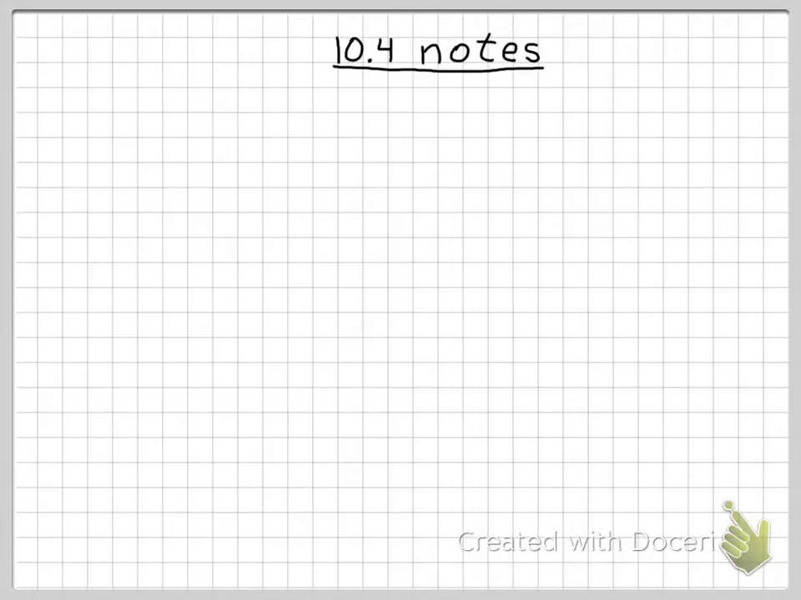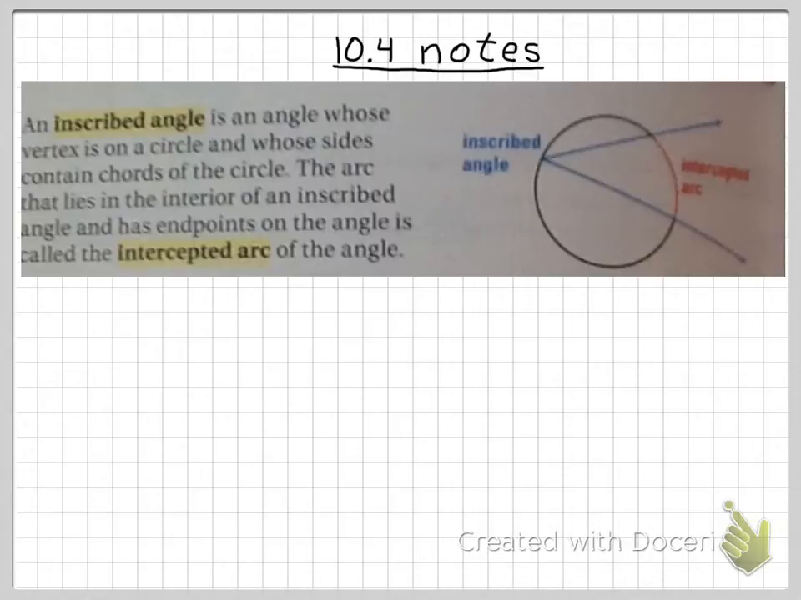So first, let's talk about some definitions. An inscribed angle is an angle whose vertex is on a circle and whose sides contain chords of the circle. So this is the inscribed angle, and its vertex right here is on the circle and its sides contain chords. These are chords of the circle. So this is called an inscribed angle.